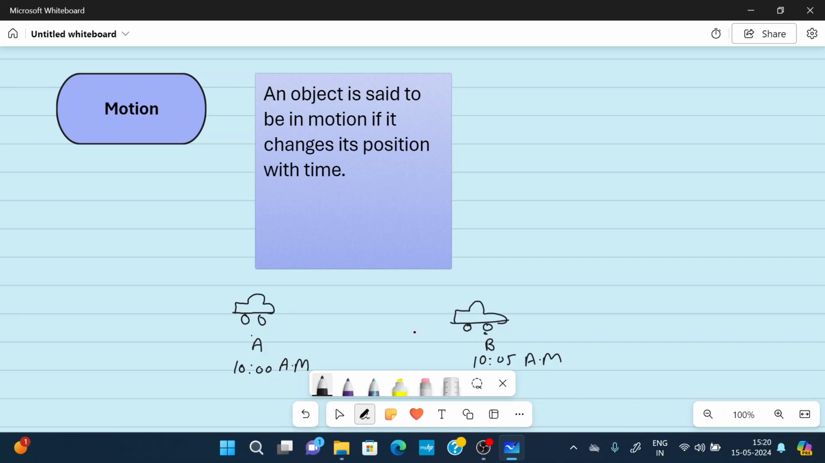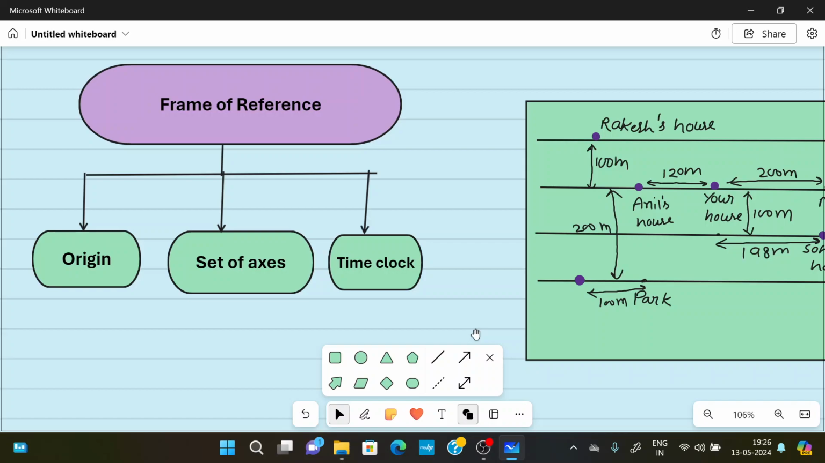Let us move to the next topic, that is frame of reference. As we have learnt, to study motion we deal with change in position with time. So to describe motion, we need to describe the position of an object, and to describe position, we need a reference point, which is called origin, a set of reference lines, which is also called set of axes, and to measure time, we need a clock. So a frame of reference consists of these three components: origin, set of axes, and clock.